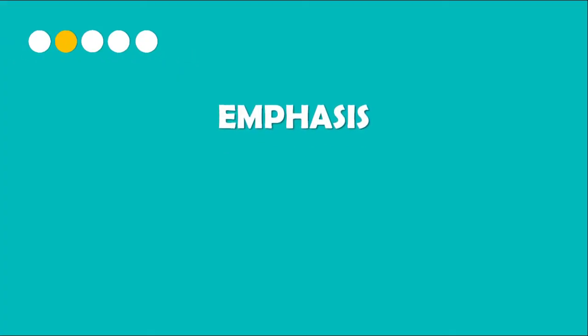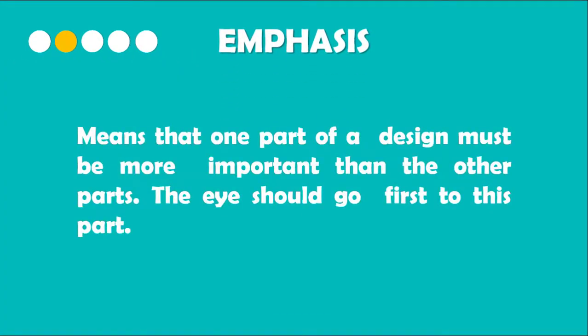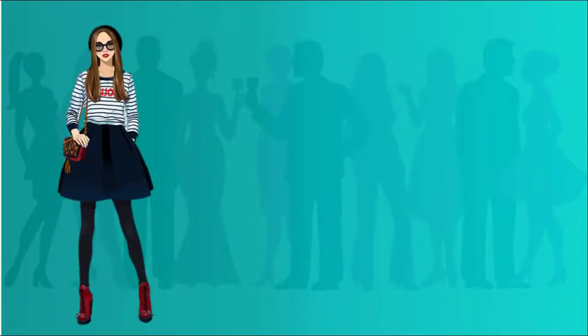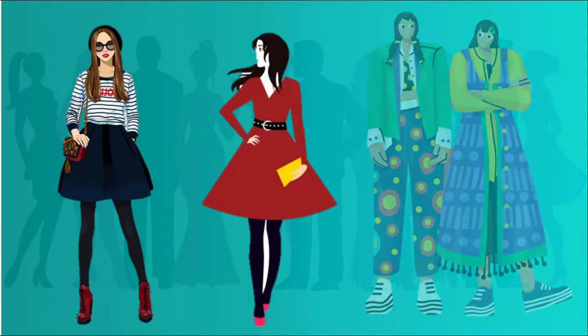What your eyes are drawn to on any outfit is considered to be emphasis. It means that one part of a design must be more important than the other parts. The eye should go first to this part. It could be anything that you focus on, from a horizontal stripe, a belt, a jewel, or contrasting colors.